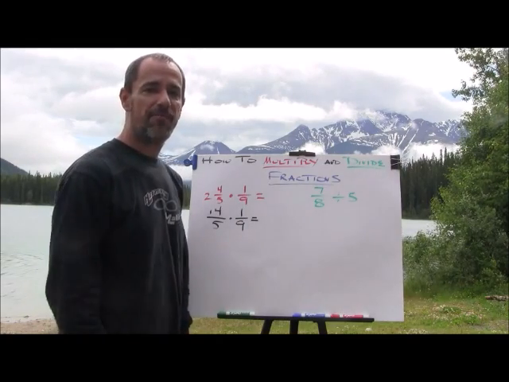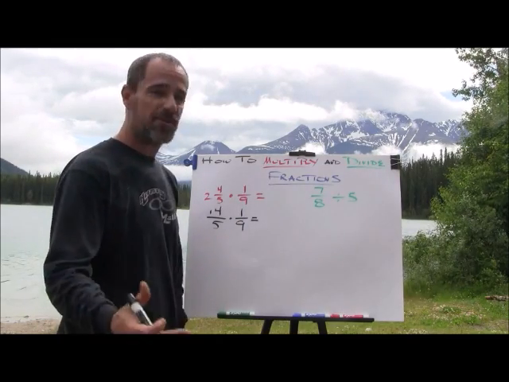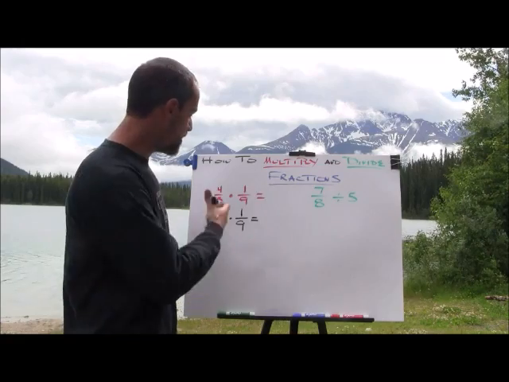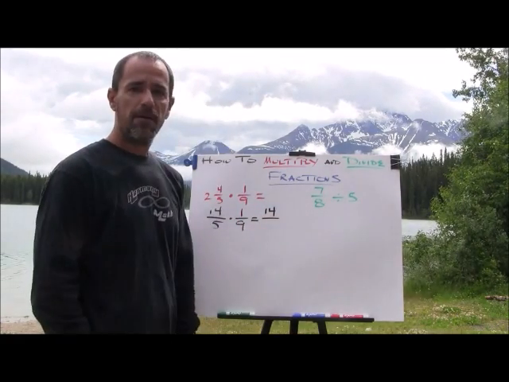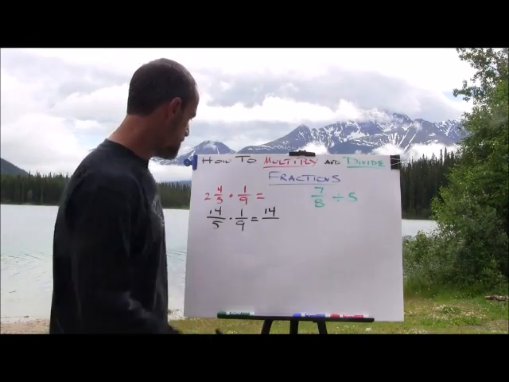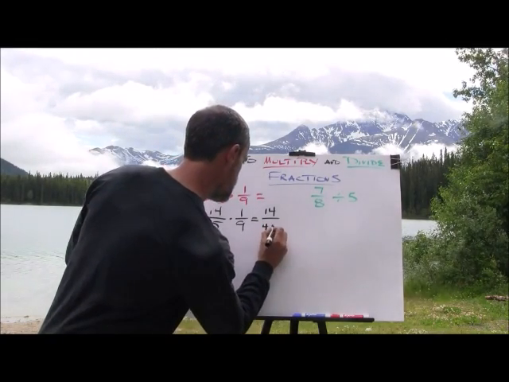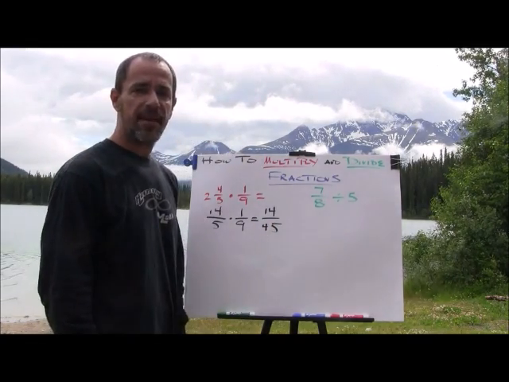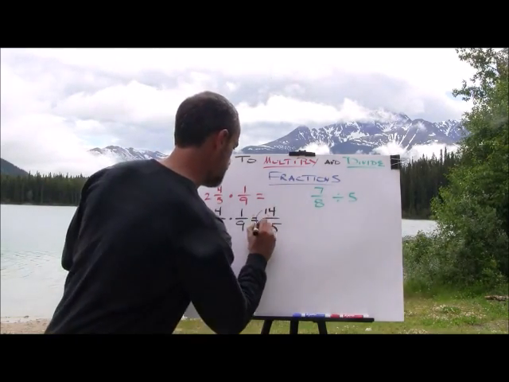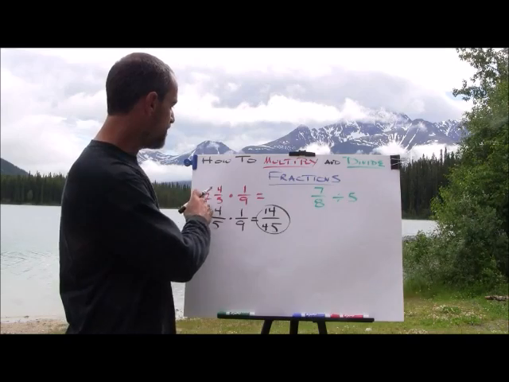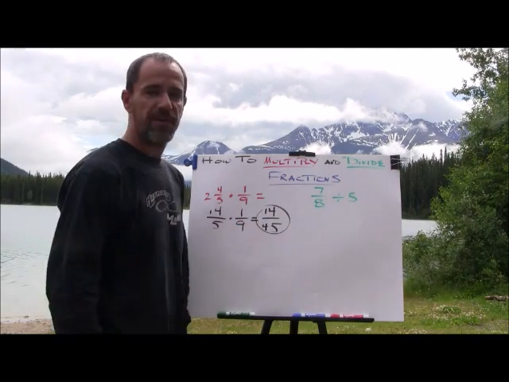Now, here's why multiplying fractions is so easy. All you have to do is multiply the numerator times the numerator, the denominator times the denominator, and then investigate. Can it be reduced? Nope. So 2 4/5 times 1/9 is 14/45.